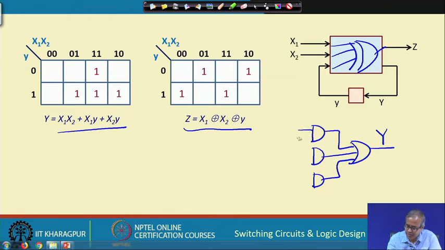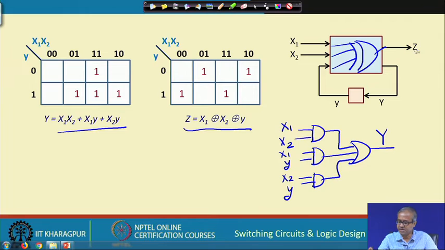So, the inputs will be x 1, x 2, x 1 y and x 2 y. For generating the output z, you need an XOR function. You can either use an XOR gate or you can break it up into AND or NOT gates. And for generating the next state capital Y, you need 3 AND gates and an OR gate, right. This is actually how you do the synthesis. The basic idea is this.